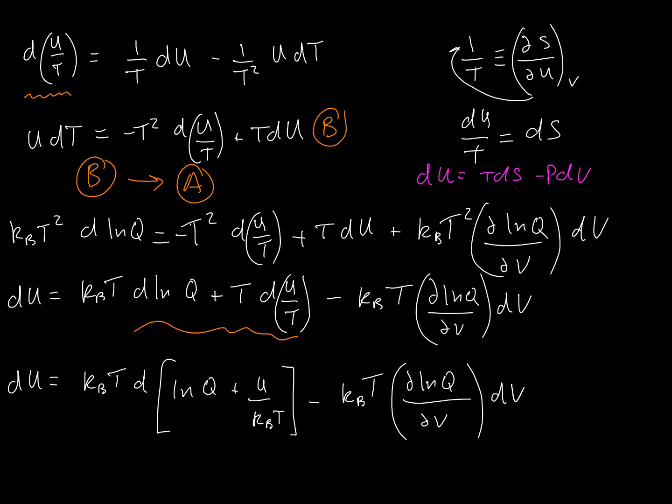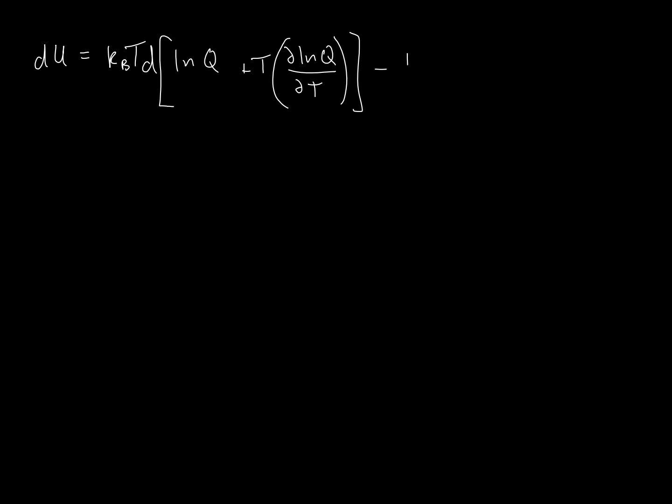I'll just go to the next slide so I can write out the final form. All we're doing in this last step here is just substituting in the partition function for the U over T term. So we have met our goal.